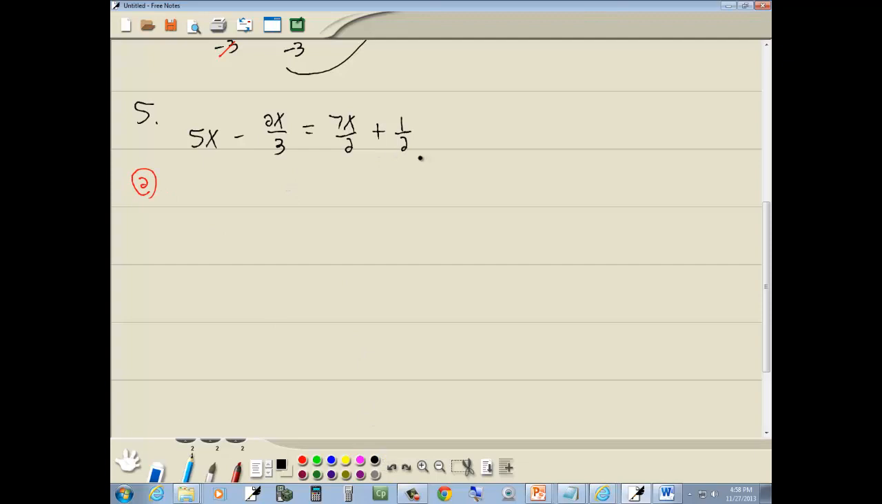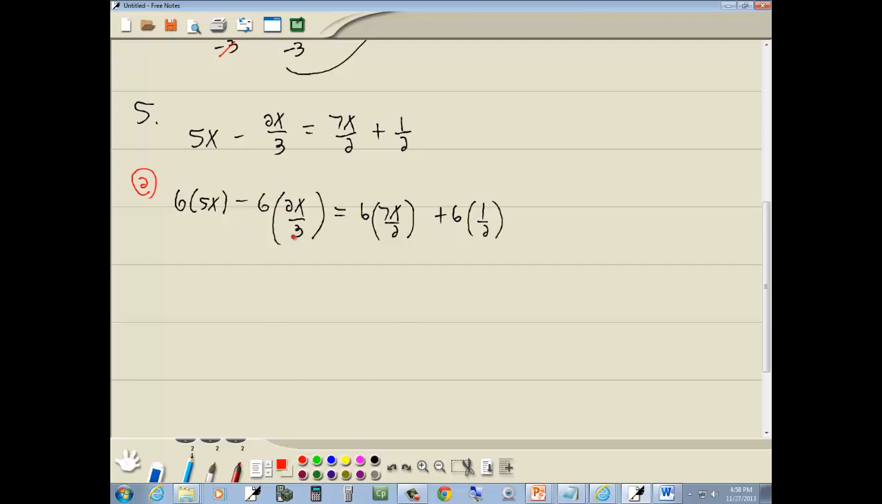I got 3, 2, and 2. My LCM would be 6. So I'll multiply the 5x by 6 minus 6 times 2x over 3 equals 6 times 7x over 2 plus 6 times 1/2.